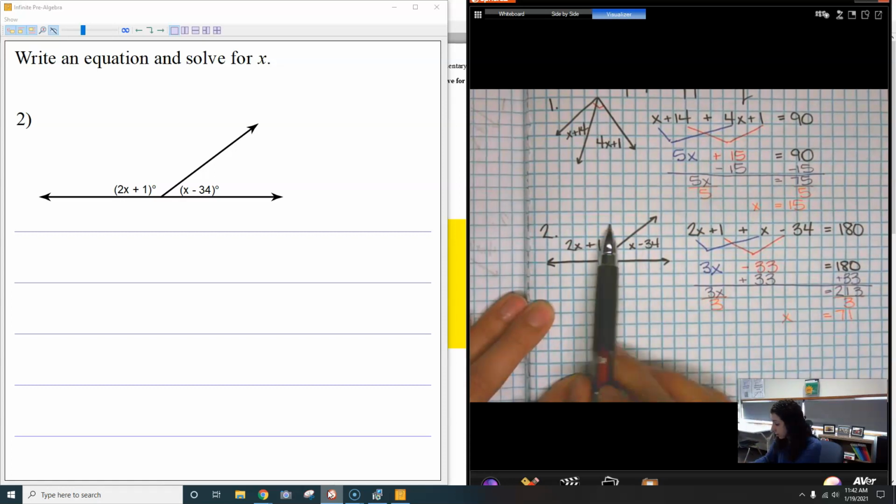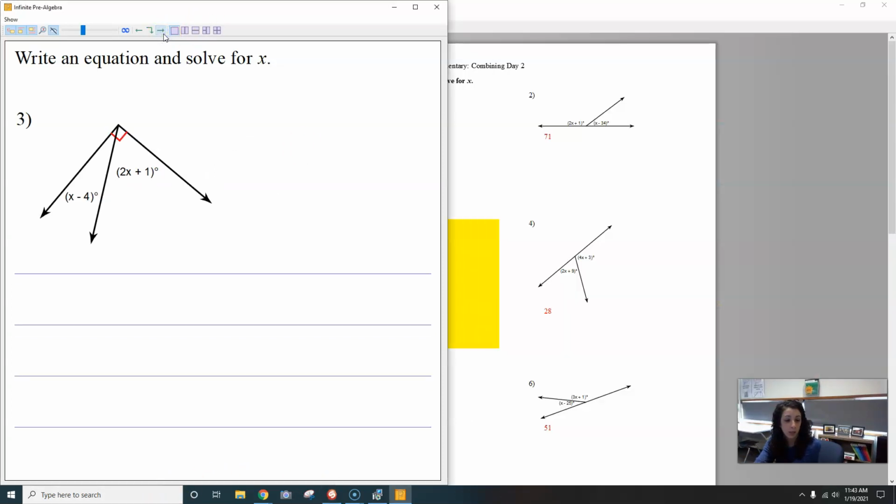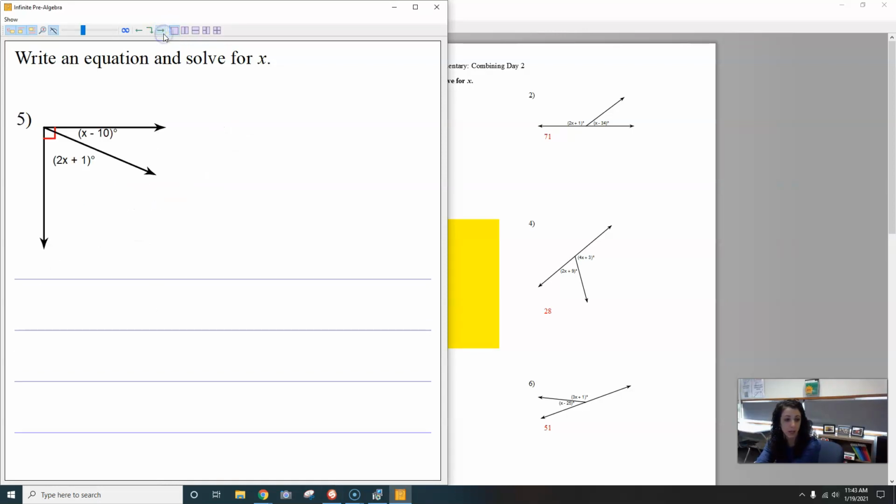Again, that's not how many degrees this angle is, and that's not how many degrees this angle is. It's the value of x. We're going to check them. We're going to learn how to check them later. Right now, we're just writing our equations and solving them. So we have 2 examples here. I'm going to do a couple more before I feel like we're in a good spot.